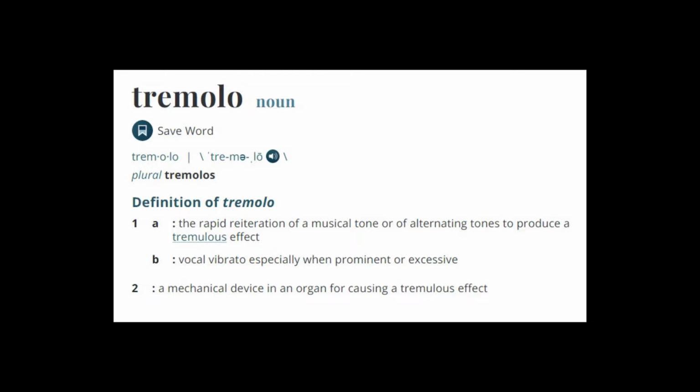Let's take a look at something really quick, though, as far as some definitions. This is from Merriam-Webster Online. I'm going to put these definitions up here on the screen so you guys can see them. The definition of tremolo is the rapid reiteration of a musical tone or of alternating tones to produce a tremulous effect. Can also mean a vocal vibrato, especially when prominent or excessive.